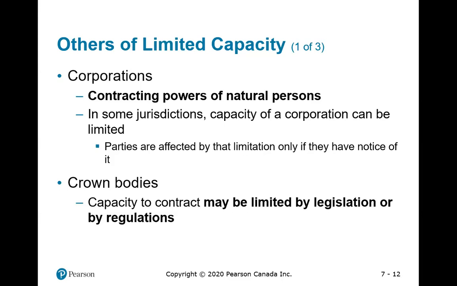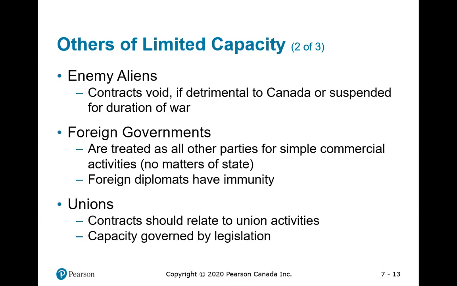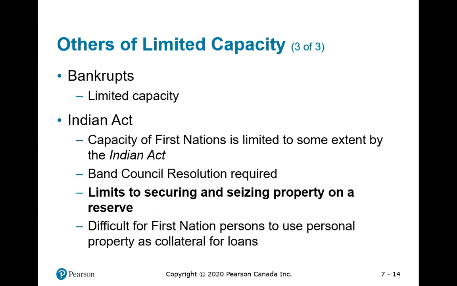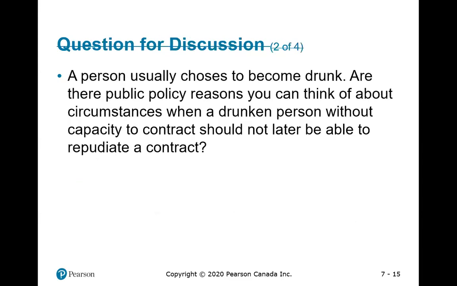Crown bodies, governmental companies: we have to look at the legislation or regulation, the law that creates that crown body or governmental company, to assess whether there's a limitation in that corporation to enter into agreements. Okay? Those are only for information. And with regards to the Indian Act, we're going to see more details in chapter 14.